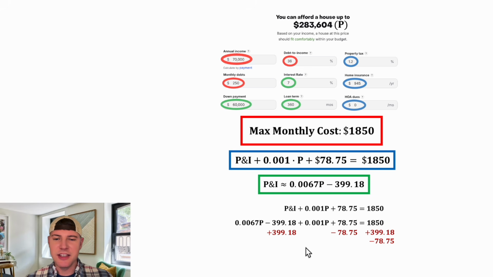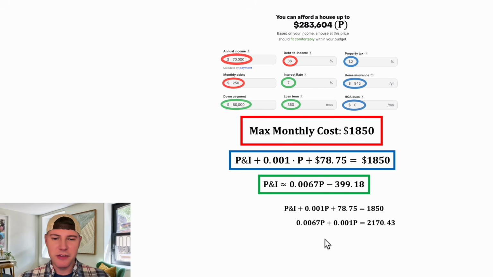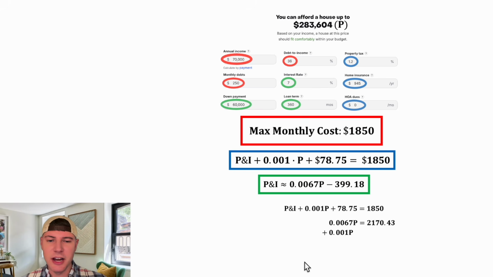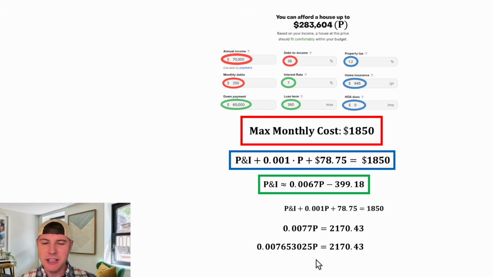On the left-hand side, these and these are going to cancel each other out. And on the right-hand side, the 1,850 plus this minus this is equal to 2,170.43. Let's smush everything together, and then we can add these two together to give us 0.0077p. Next, let's bring this over here, and let's bring back the precision that we had earlier. 0.007653025p is equal to 2,170.43.